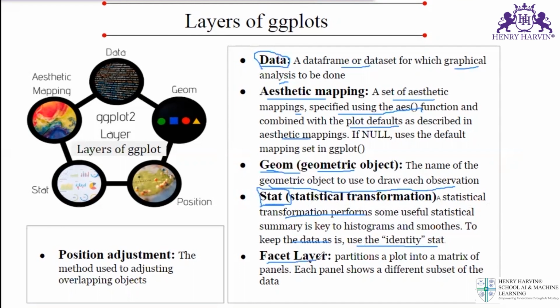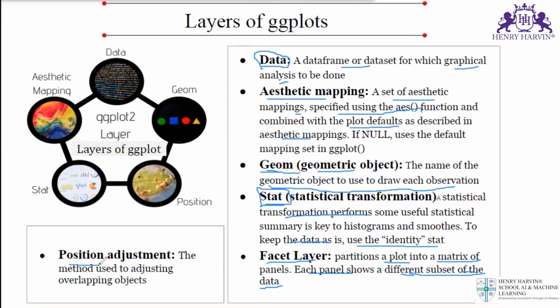Next is the facet layer. The facet layer helps to partition a plot into a matrix of panels, wherein each panel shows a different subset of the data. So as per a categorical or factorial variable of your data set, you can divide the graph into multiple subsets and create different plots based upon the subsets.